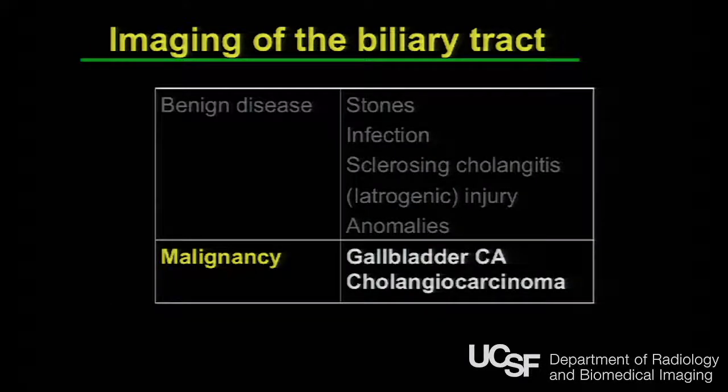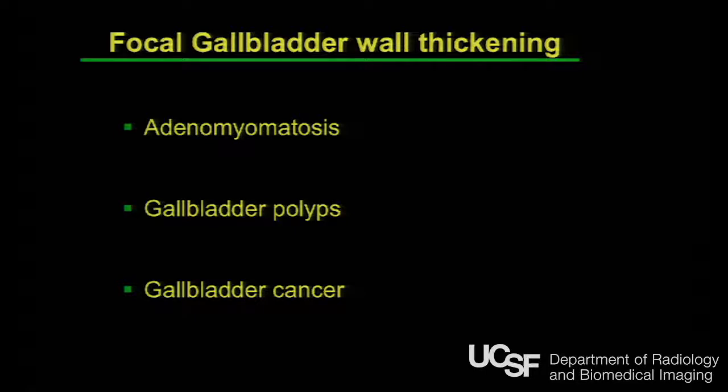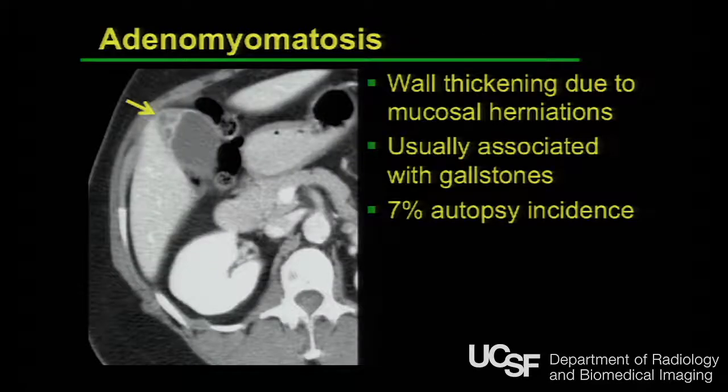Let's move on to malignancies, gallbladder cancers and cholangiocarcinomas. These are familiar to us because they're such a poor prognosis, but we'll talk about other mimics first. Adenomyomatosis, gallbladder polyps, and then cancers. So in the gallbladder, if we see a little mass, it often makes us nervous.